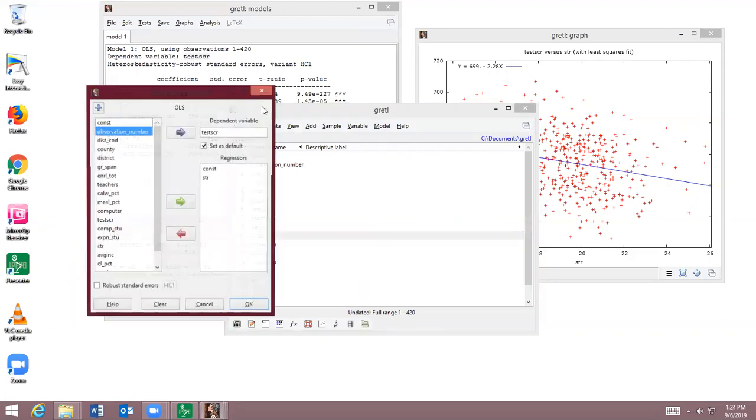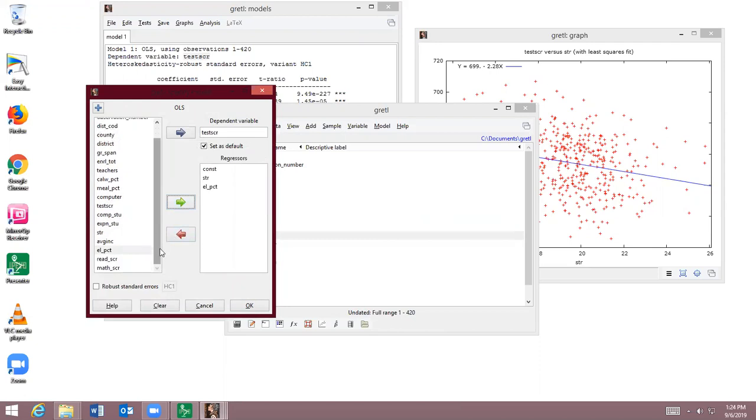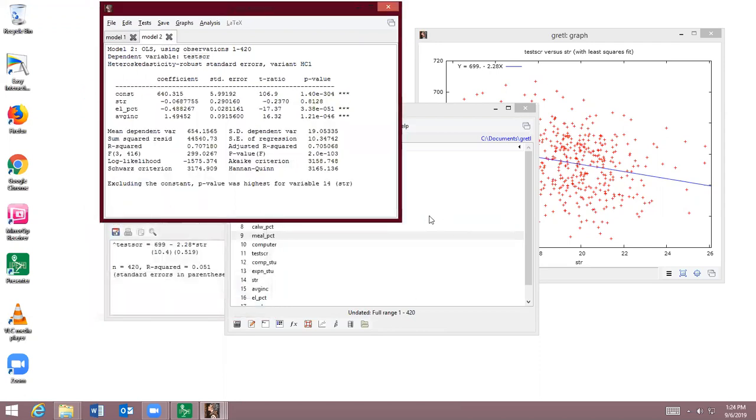So then, like I said last time, it's not as simple as just a straight OLS calculation. We have to include other things in there, like the percent of students that are learning English as a second language. We should also include average income, and let's go ahead and run that regression.